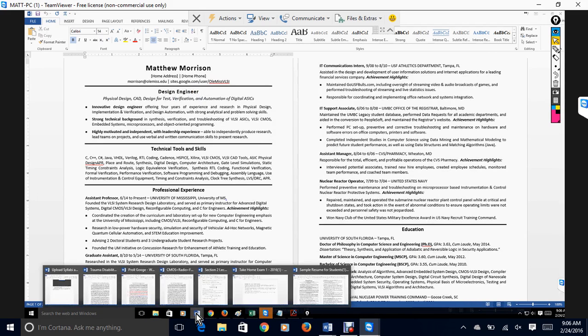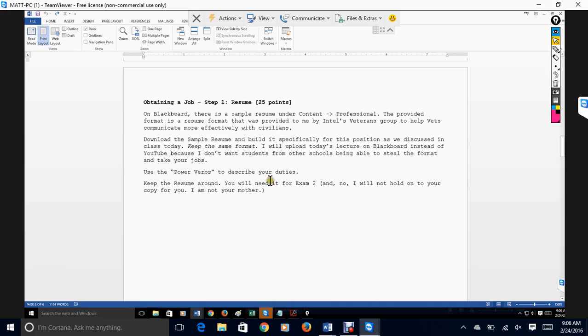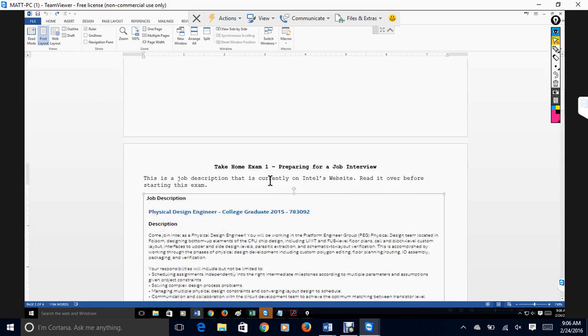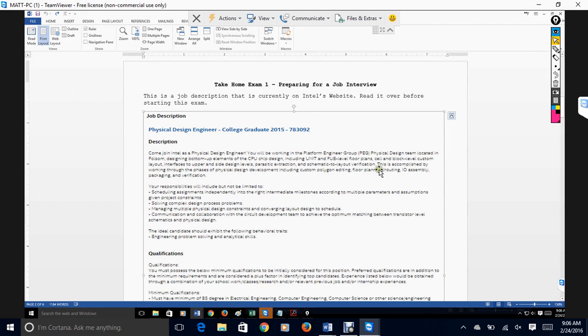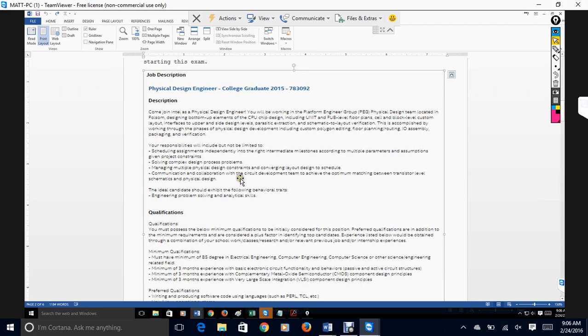In this case, you're applying for a physical design engineer. So you want to actually have the resume reflect what the job is. You look through the details and find what it is they're looking for, not just qualifications, but scheduling assignments independently to the right intermediate milestones. So you want to be able to say that given a project, you can meet milestones and do it independently.